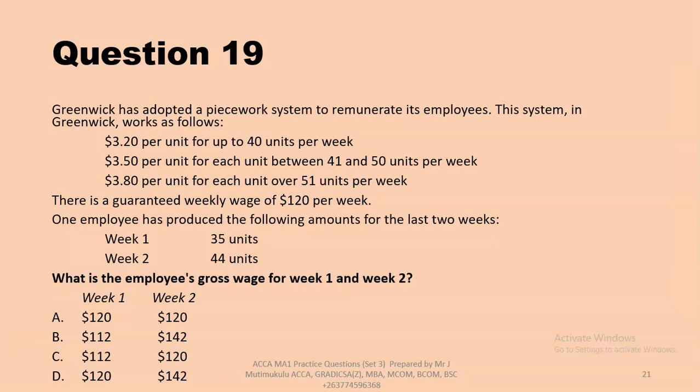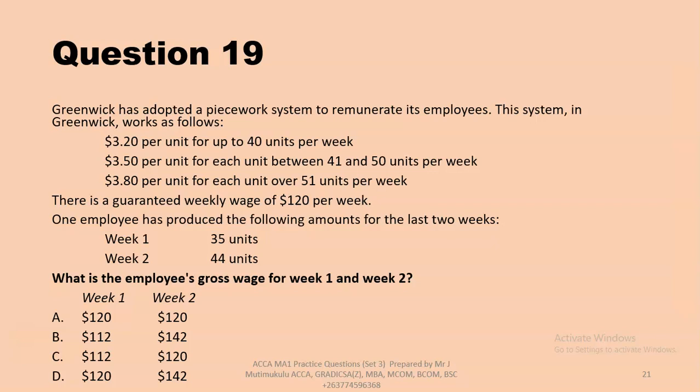Now we have a company called Greenwich. Greenwich has adopted a piecework system to remunerate its employees. This system works as follows: $3.20 per unit for up to 40 units per week. So if you produce 40 units or below, you are going to be paid $3.20 as the labor rate per unit, or $3.50 per unit for each unit between 41 and 50 units per week.